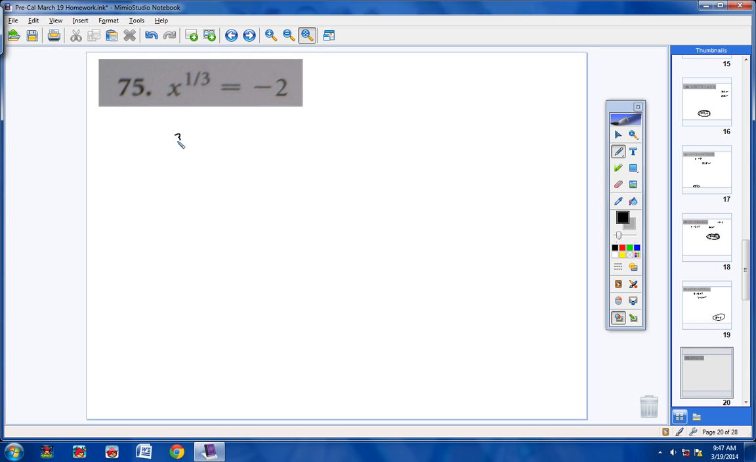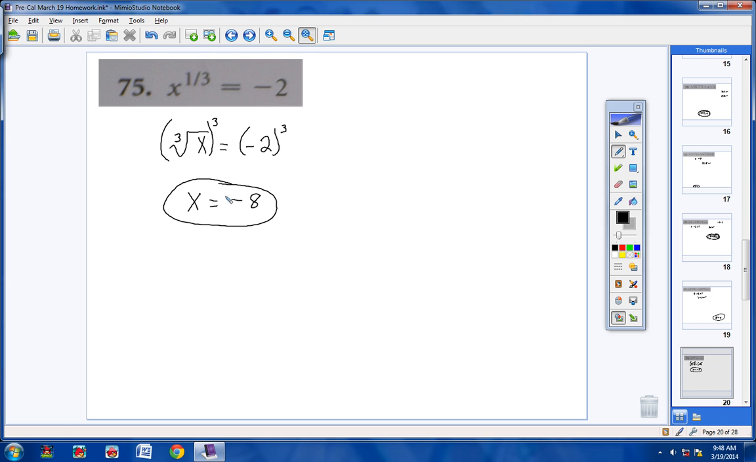X to the 1/3 just simply means the cube root of x. So go ahead and rewrite that as the cube root of x. Okay? Now, having done that, we simply notice our radical is already isolated. So to get rid of a cube root, we cube it. But if we cube one side, we must cube the other side. When you cube a cube root, you're left with just what's on the inside, the radicand. And if you cube a negative 2, negative 2 times negative 2 times negative 2 is a negative 8.